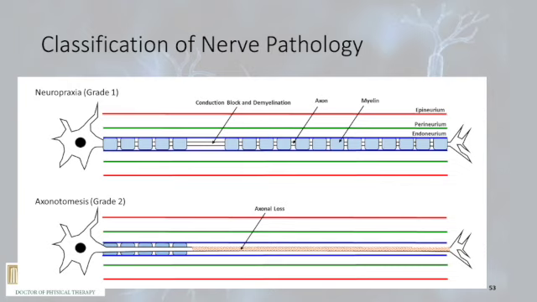Now, looking at the classification of nerve pathology, be aware of what we're looking at here. Okay, so neuropraxia, look what's happening. We have a reduction in myelin. Okay, we have a block, demyelination, and there's a conduction block because there's no myelin in that section. Axonotmesis, we're looking at actual axonal loss.